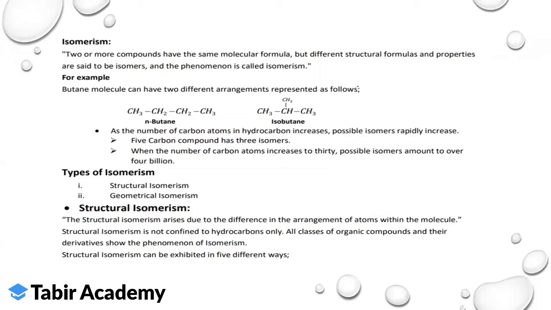Butane molecule can have 2 different arrangements. This is straight chain, this is branched. इनका अगर हम molecular formula देखेंगे, so there are 4 carbons, there are also 4 carbons. तो हमारे पास molecular formula तो same होगा but उसका structure formula different होगा. As the number of carbon atoms in hydrocarbon increases, possible isomers rapidly increase. So अगर हमारे पास कम carbon atoms हैं तो isomers भी कम होंगे. अब जैसे ही कार्बन एटम्स बढ़ते जाते हैं आइसोमर्स आल्सो इंक्रीज बिकॉज हमारे पास पॉसिबिलिटीज ज्यादा हो जाती हैं कि वो किस तरह कार्बन एटम्स अपने आप को अरेंज कर सकते हैं.